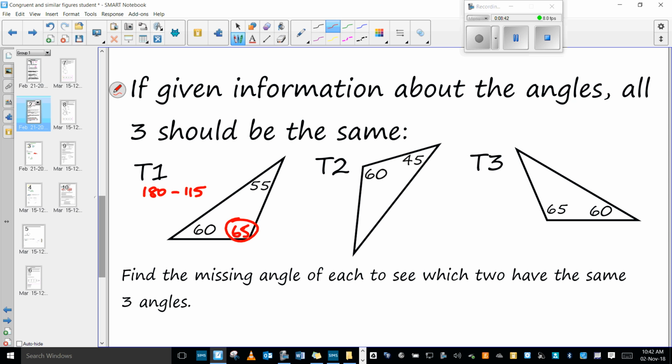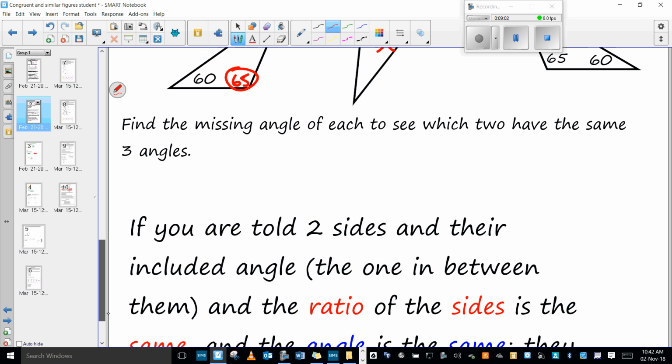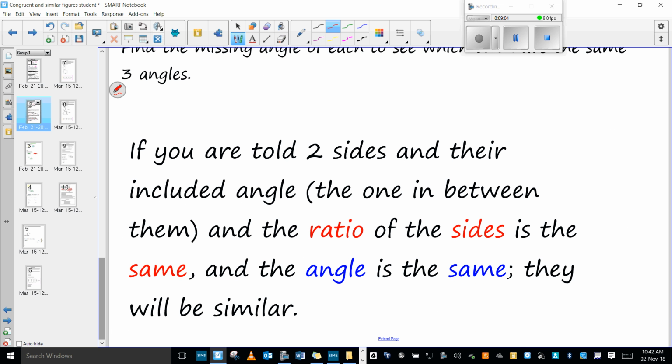Are triangle 1 and 2 similar? No, because already I've got 60 in it, but I haven't got a 65. And with 65 and 60, what's my missing angle? 55, so obviously 1 and 3 are similar there. So if you're talking two sides and then do the angle, the ratio of the sides is the same and the angle is the same.